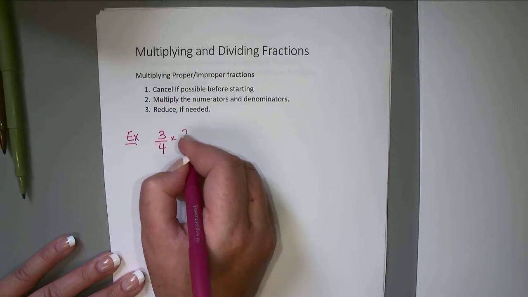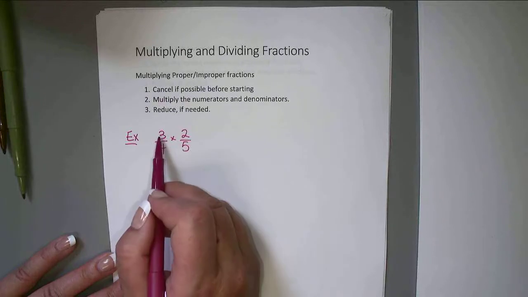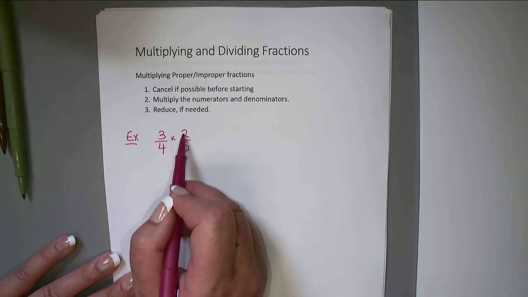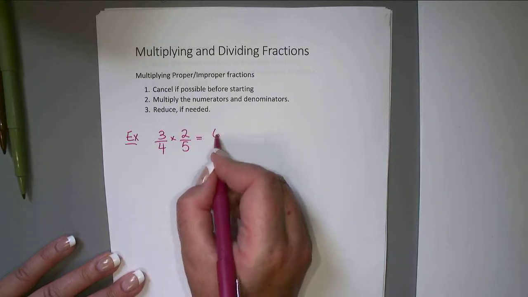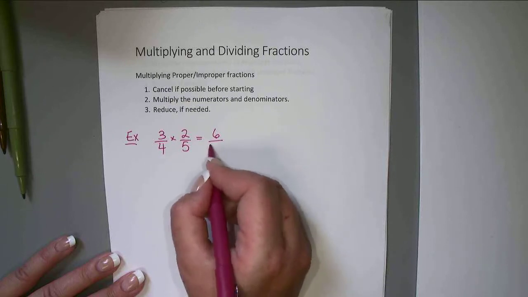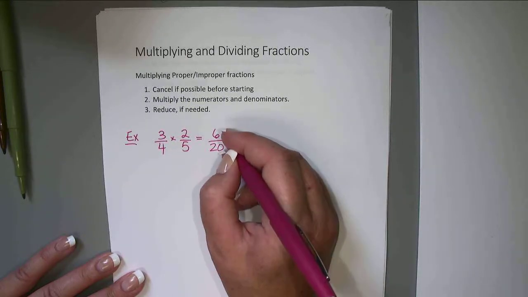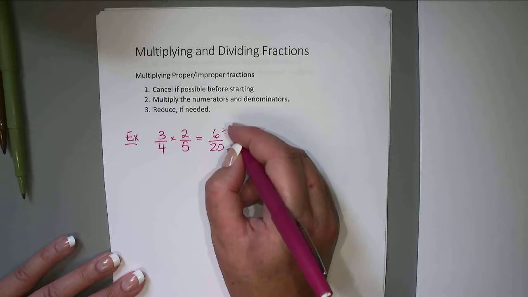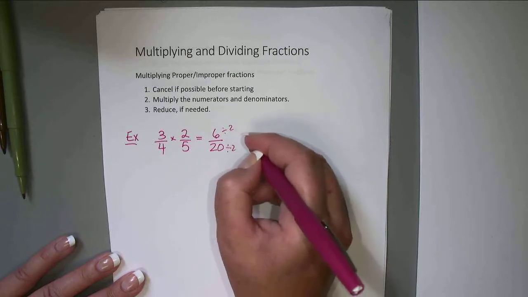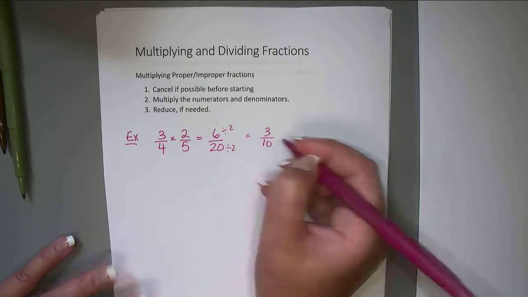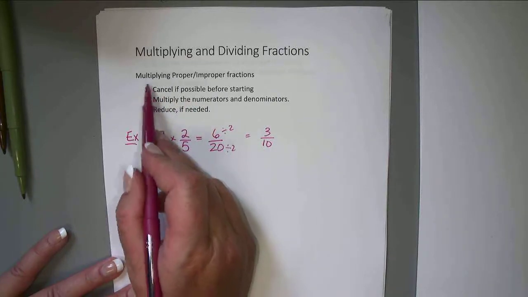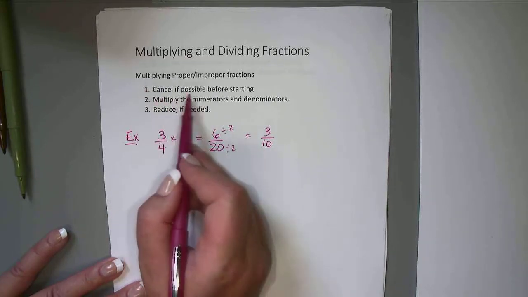to just multiply across. So here we would multiply 3 times 2 is 6, and 4 times 5 is 20, and then reduce if possible. So we can reduce these both by 2. So 3 over 10. Now, in my rules here, we say cancel before starting.